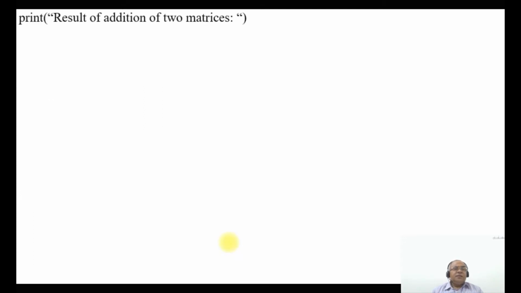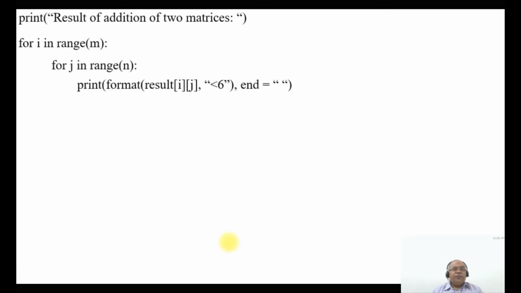Then print the result of addition of two matrices, again for i in range m and for j in range n. Print format the result of ij within quotes less than 6, that is the spacing between the two elements, and end will be equal to the double quotes, and then the print, which goes to the next line.